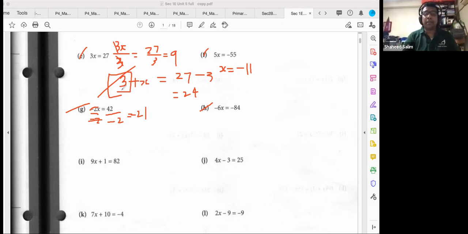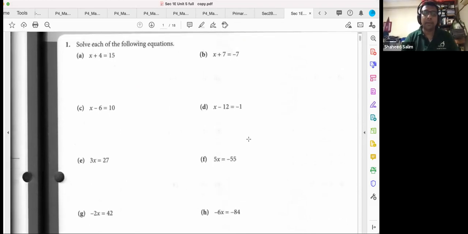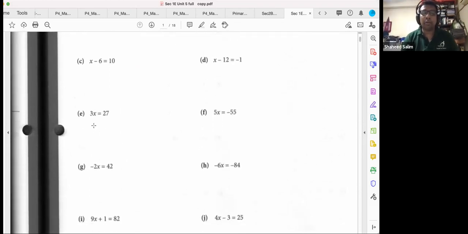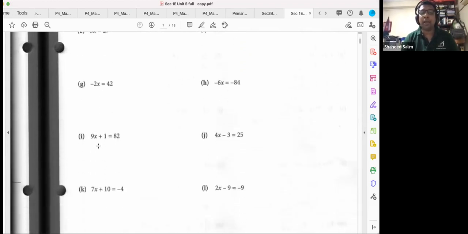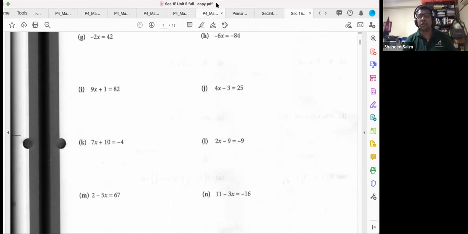Now we are going to I. Hold on. At the beginning, when you have plus, you bring over, it becomes minus. You have minus, you bring over, it becomes plus. And then after that, you got times, 3 times x, you bring over, divide. Correct? Now you're going to have both plus and then times. So you bring over the plus or minus first, then you have something like that, then you know what to do. Okay? So you try I and J, please.